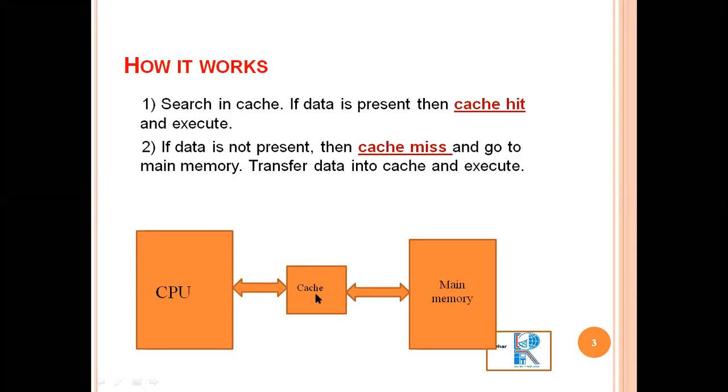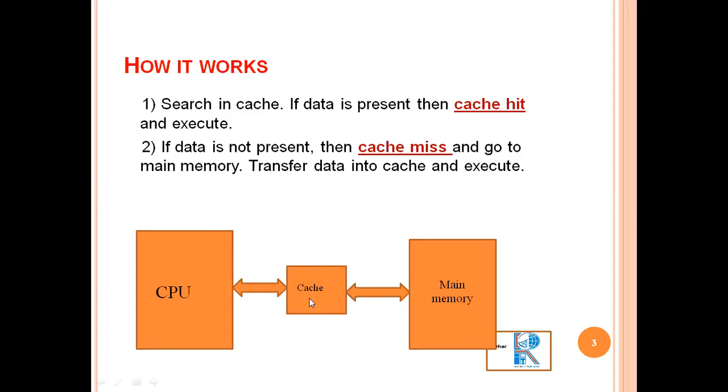Okay, so at first when any address is generated, what is the requirement of address? Requirement of address is to find out where the instruction and the data is stored, because this is a stored program concept. So when the address is generated, CPU will first search the cache memory to find out whether the instruction is stored into the cache memory or not. If the instruction is stored into the cache memory, what will happen? It will execute the data from the cache memory, or it will execute the instruction from the cache memory. If it is not stored into the cache memory, it will go to the main memory and it will take the data from the main memory, put the data into the cache memory, then it will execute.